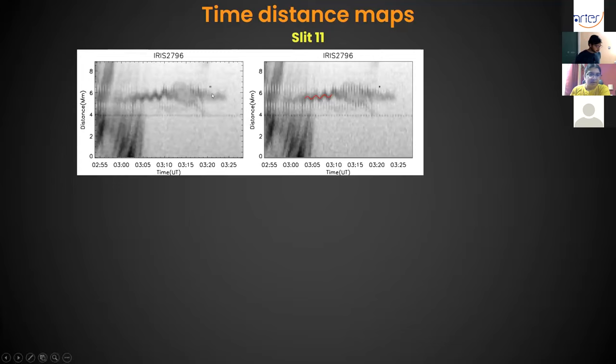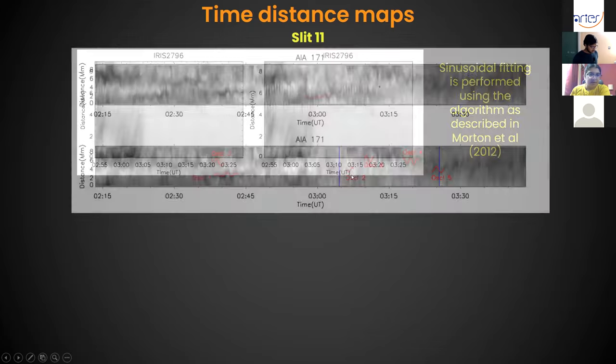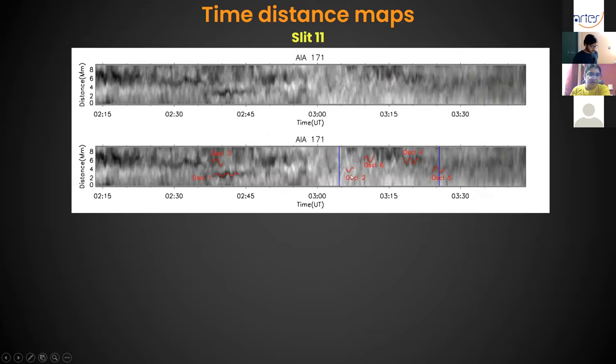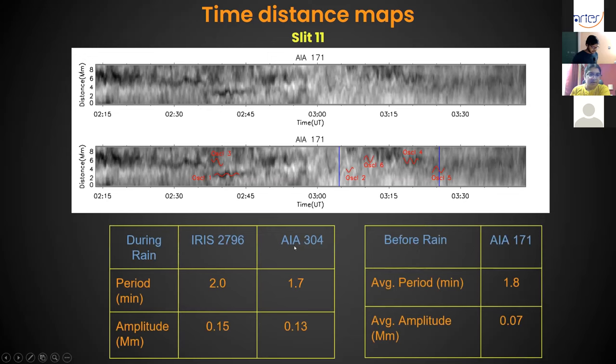So here the image shows the oscillation in the IRIS 2796 angstrom image, and we have fitted this oscillation using sinusoidal fitting. The algorithm we have used was described in Morton et al. 2012. We also fitted the oscillation before coronal rain in AIA 171 images. This particular blue line, these two oscillations are before coronal rain, and we compared the properties before and after coronal rain in 2796 and AIA 304 and AIA 171. We found that for slit 11, there is not much increase or variation in period, but there is an increase in amplitude during coronal rain.